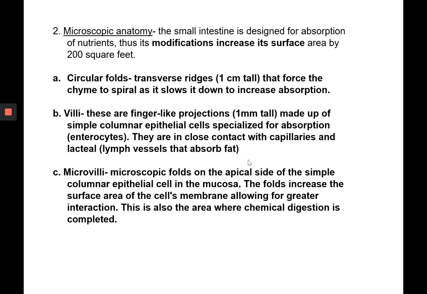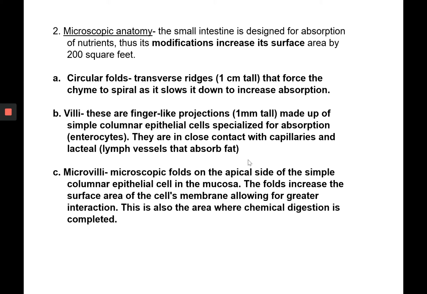Villi are going to be permanent folds and finger-like projections of the mucosa. These finger-like projections are going to be made up of simple columnar epithelial cells, and what's inside each villus is a capillary, a blood capillary, and a lacteal. On top of the individual simple columnar epithelial cells are projections of the plasma membrane. These projections of plasma membrane also appear finger-like and are called microvilli. So circular folds are permanent folds of the submucosa and mucosa. Villi are going to be projections of that mucosa, and then microvilli are projections on the cells.